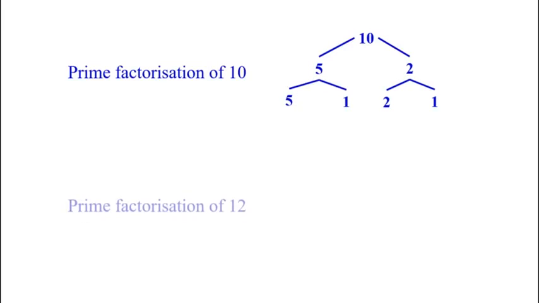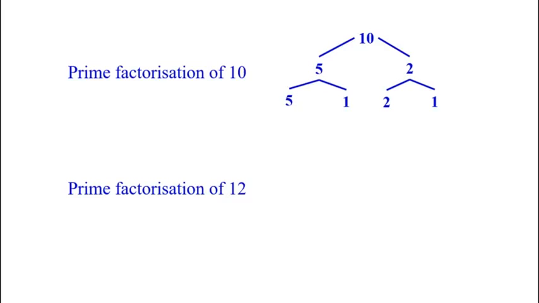Then prime factorization of 10. So, 10 is equal to 5 into 2. 5 is equal to 5 into 1, and 2 is equal to 2 into 1. So, ultimately the factorization of 10 is equal to 5 into 2. Then prime factorization of 12. So, 12 can be written as 2 into 6, again 6 can be written as 2 into 3. So, the prime factorization or factor tree of 12 is equal to 2 into 2 into 3. So, these are the factor trees.